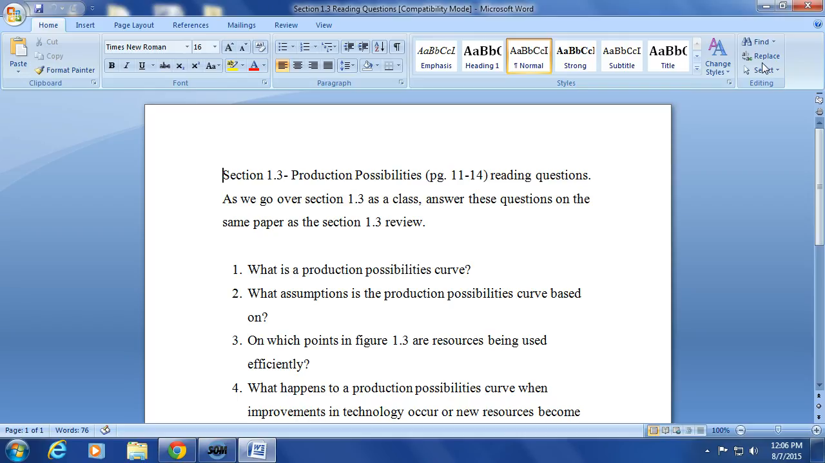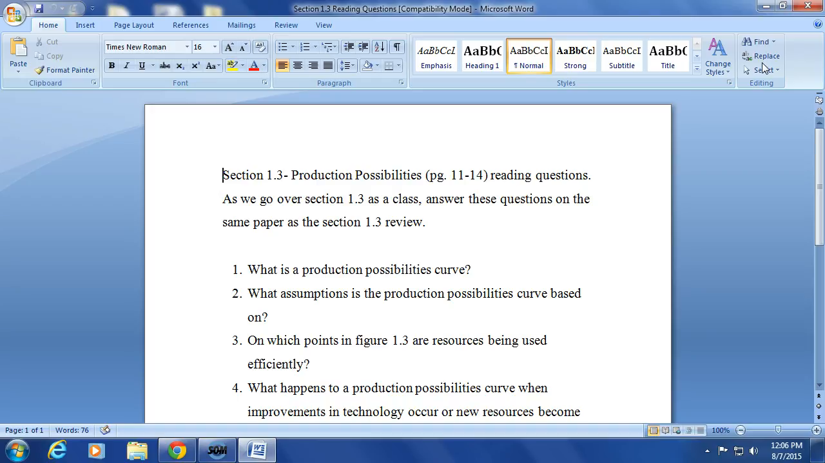Now, let's talk a little bit about the assumptions that the production possibilities curve is based on. That is also on page 12, that last line. First, it assumes that the amount of available resources and technology will not change during the period being studied. So that's the first thing we're going to put for number 2. Available resources and the amount of technology stay constant.